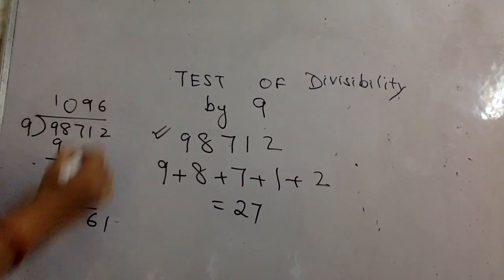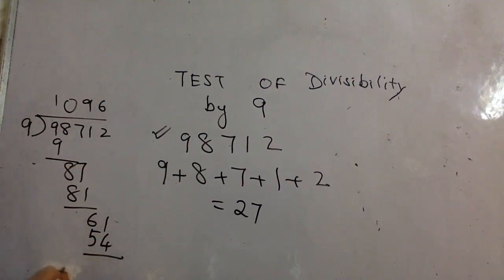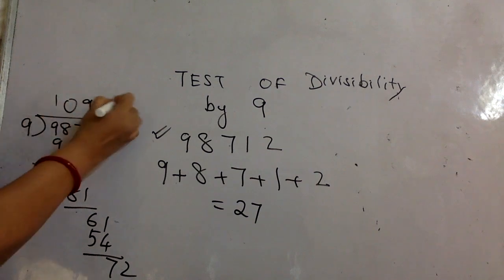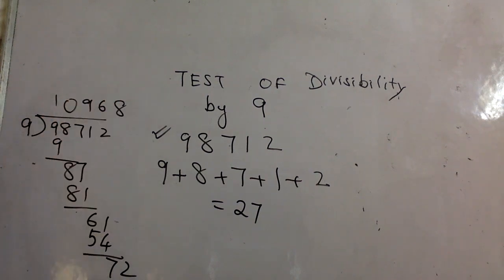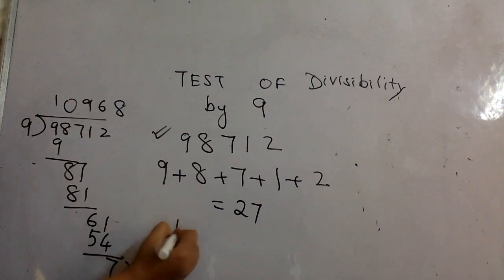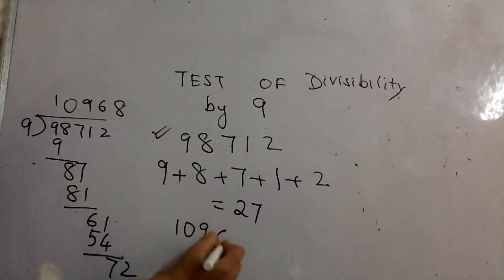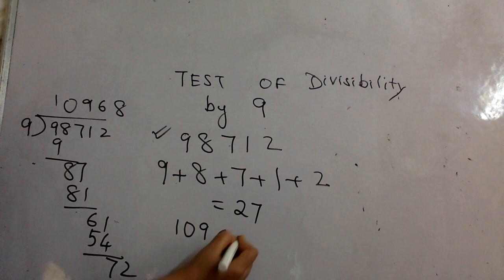9 6s are 54. And then this is how much now? 7. Okay, so if I have a 7 here, 2. Now 72 goes by 9, 8 nines are 72. And we get remainder 0. So the number is 10968, sorry.